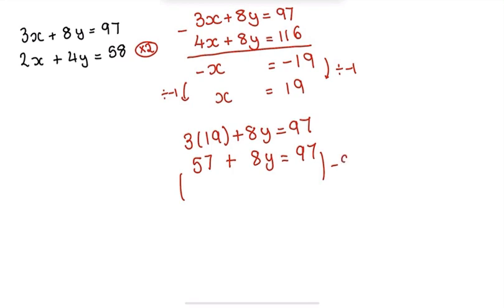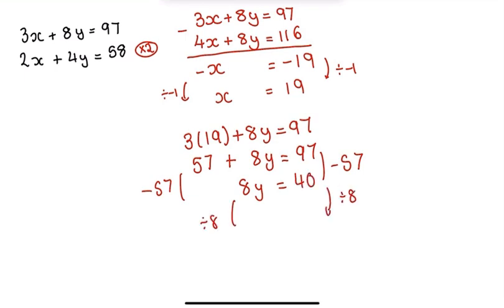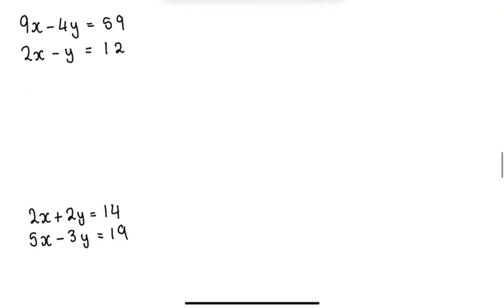Now I can go ahead and solve this equation. So I'm going to get rid of that 57 by taking it away from both sides, and then get rid of that 8 by dividing by 8 on both sides, leaving me with y equals 5. Therefore, x equals 19 and y equals 5. We're going to go through another example like this before looking at a slightly trickier one.